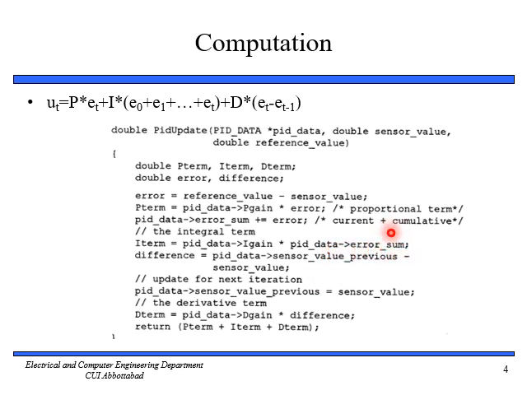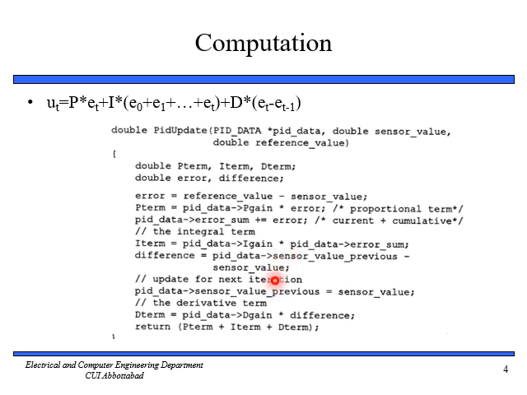So now we have the error term, the proportional term and the integration term. Now let's see how we can find the derivative term. For the derivative term, we have to find the difference between PID data's variable sensor value previous minus sensor value.